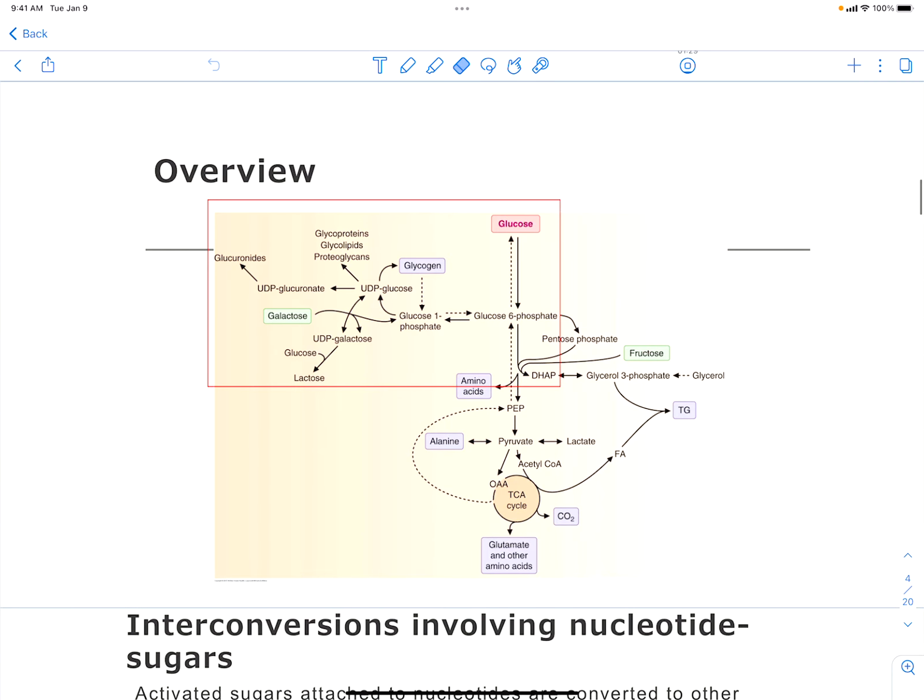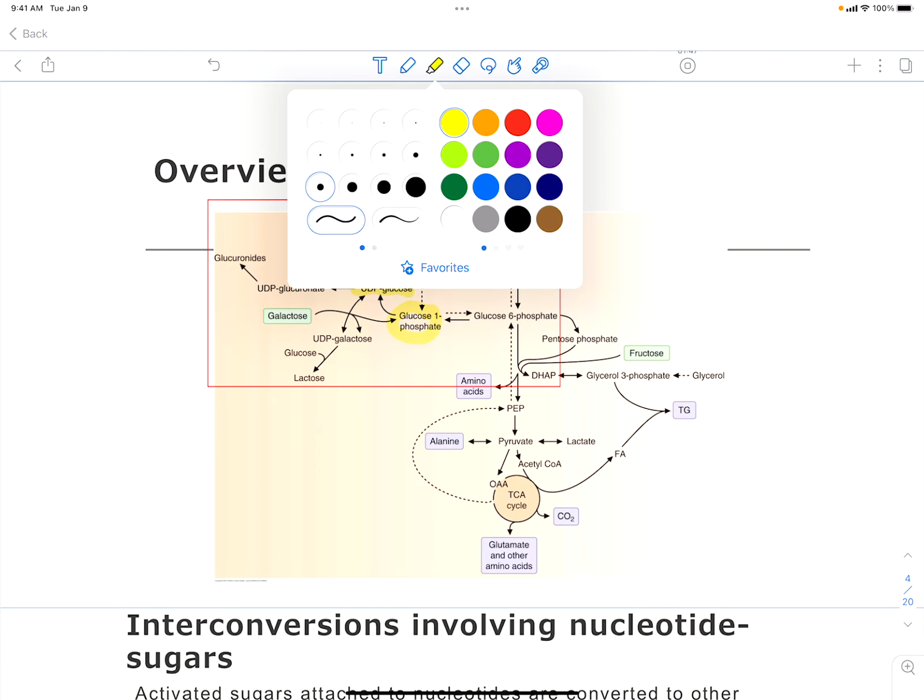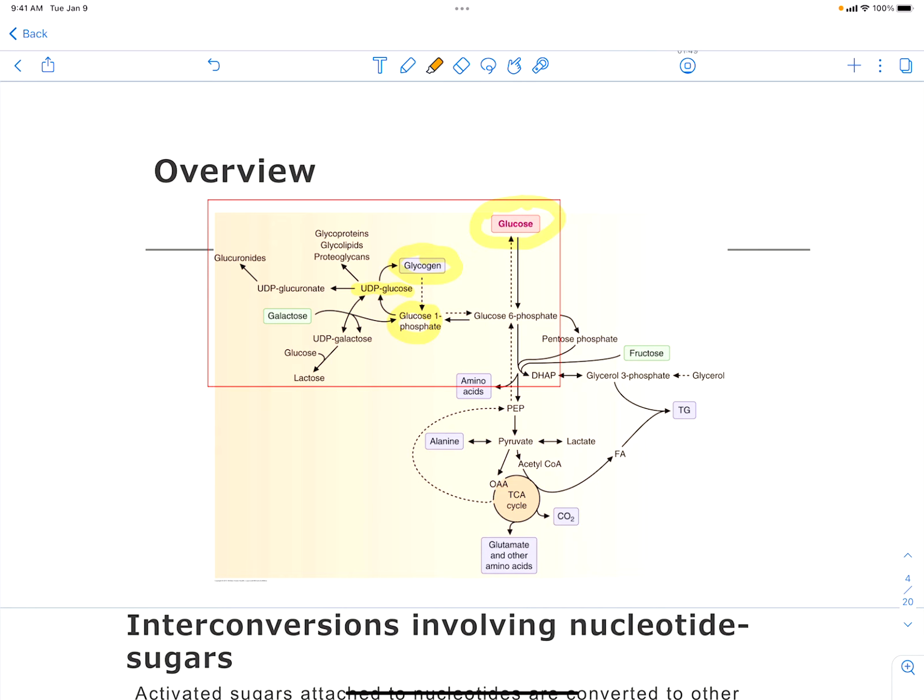So if we look at our glucose metabolism, glucose is a sugar, of course, and we know glucose can go on to do many things. One of the things that we've been recently talking about is glucose can become glucose 1-phosphate, UDP glucose, and then become glycogen. And so here we're going to start talking about different pathways. We're going to talk about UDP glucuronate, or glycoproteins, glycolipids, and proteoglycans, which are the three types of molecules that can be glycosylated: proteins, lipids, glycans. And we also have UDP galactose, which we're going to talk about, which can become lactose.